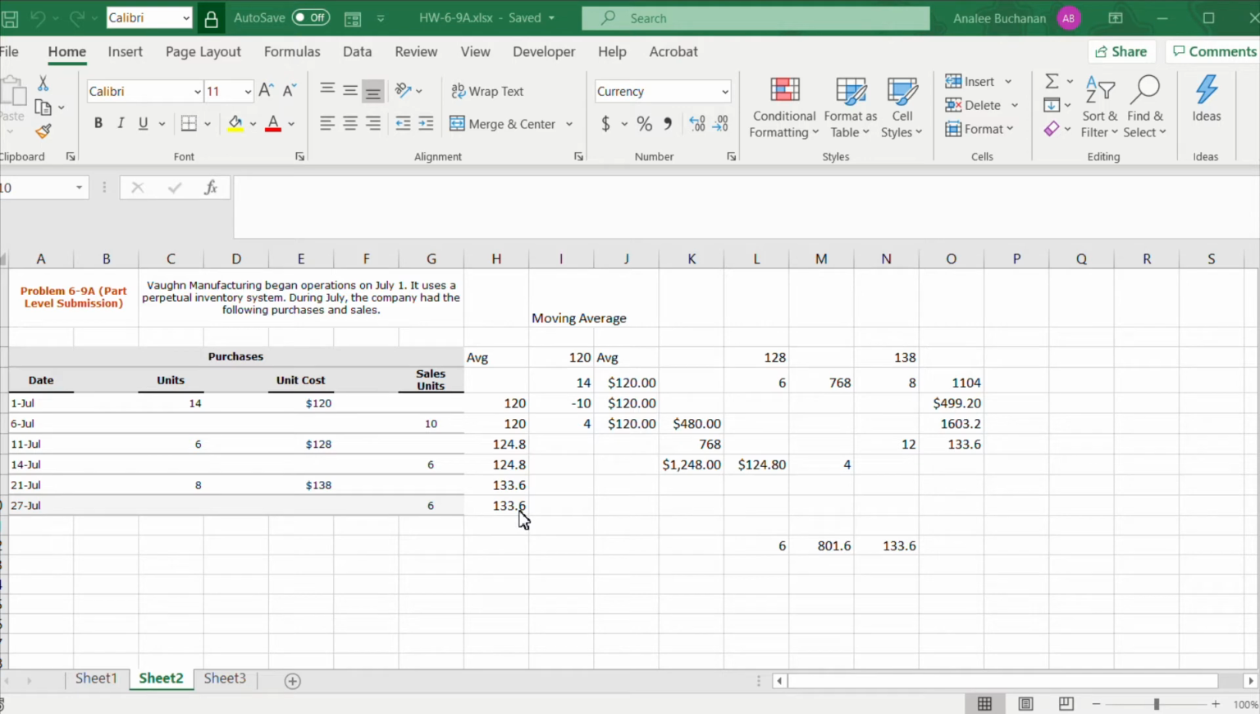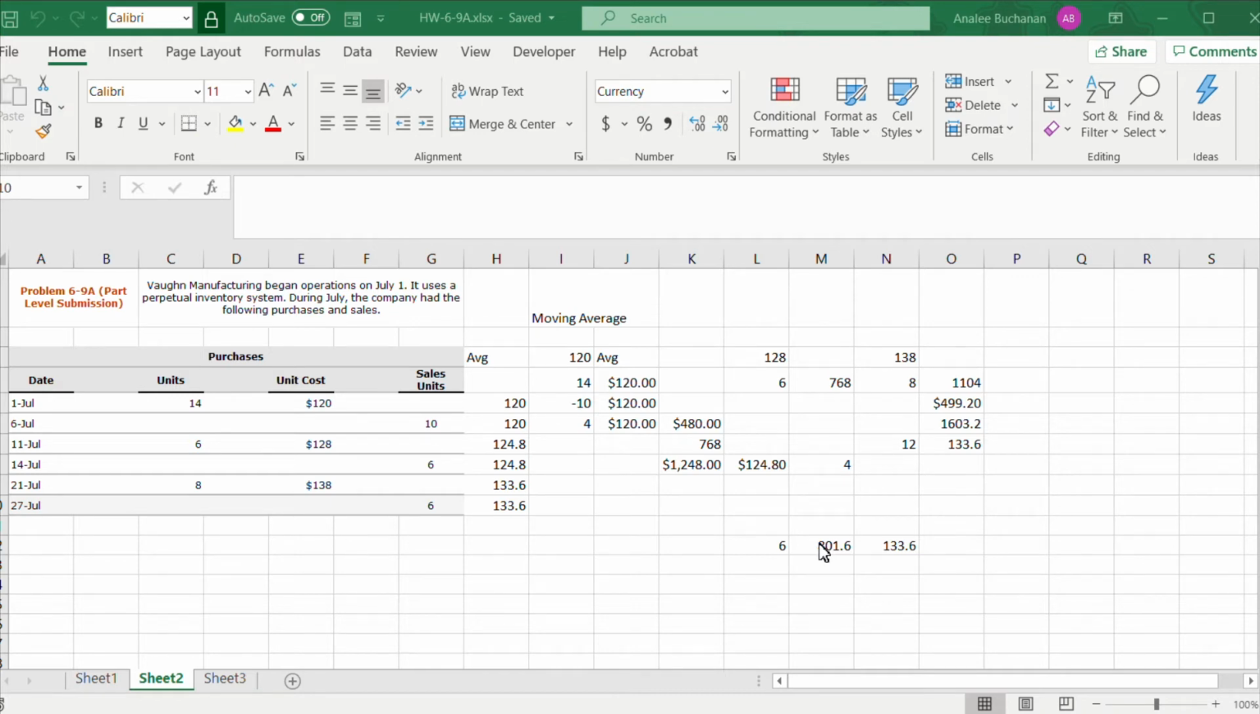The second part of the question asks us to determine what the ending amount would be for each of the 3 different methods. So since we're on moving average, we'll do it while we're here. The remaining number of units we had was 6, and the average cost that we ended with is 133.60. So 6 times 133.60 gives us 801.60, and that is the answer for the average ending balance.